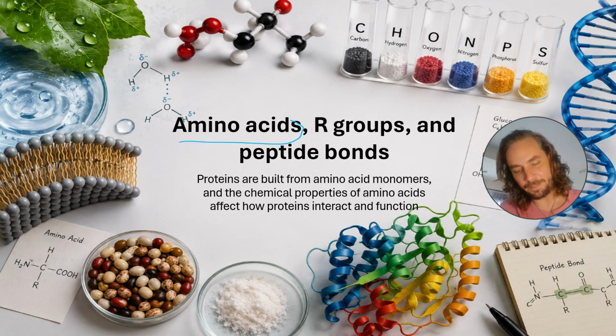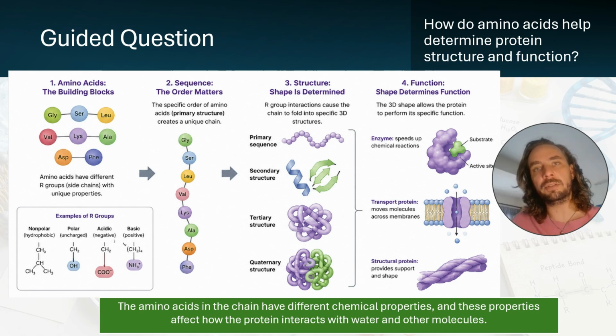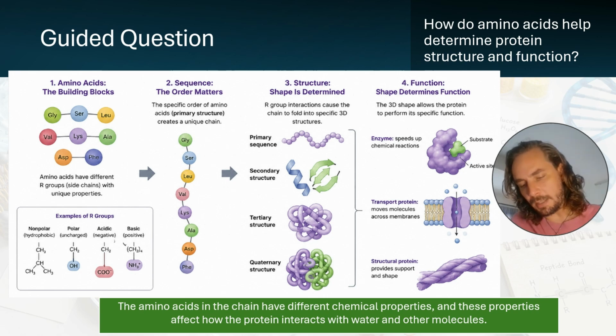Amino acids, the different R groups of amino acids, which are like the functional groups, and peptide bonds. The guided question I want you to keep in mind today is: how do amino acids help determine protein structure and function?